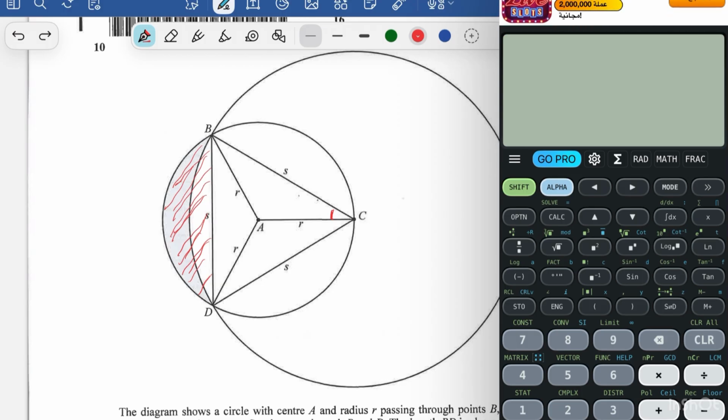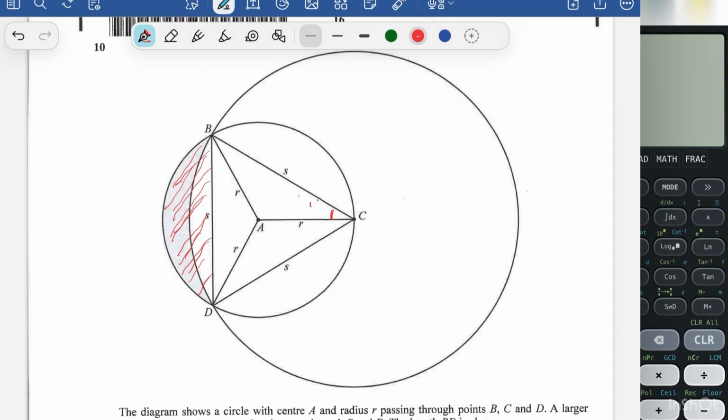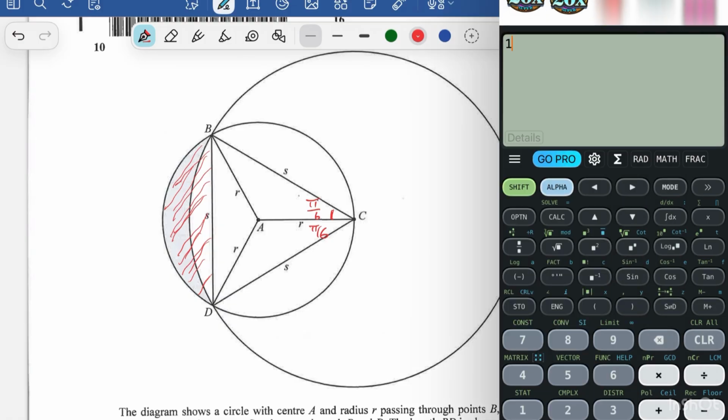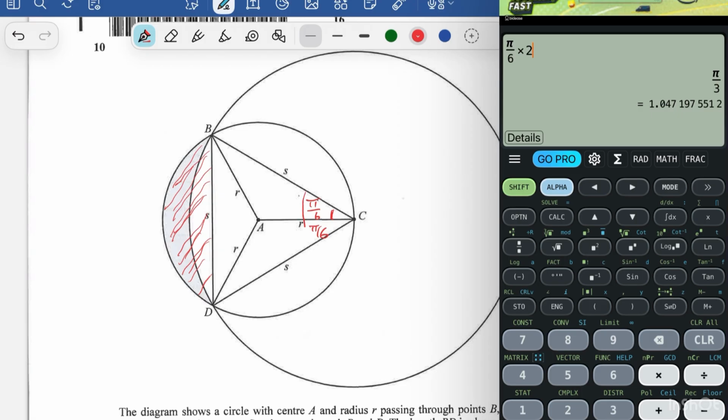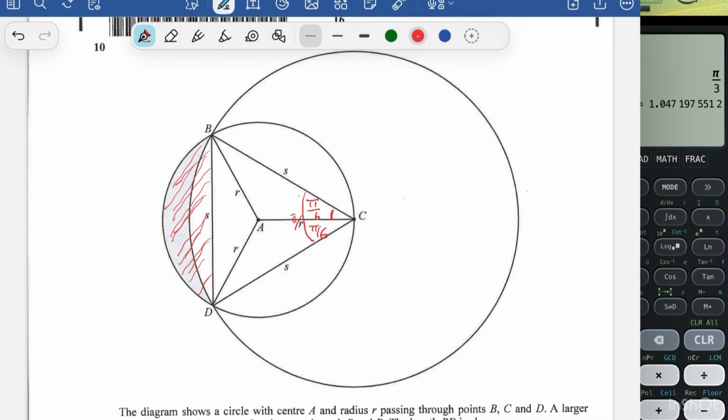180 divided by 6 gives pi by 6. So here's pi by 6. Here's pi by 6. Okay, makes sense. So there's pi by 6 because 180 divided by 3, pi by 6. Yeah. So pi by 6 times 2 will give me pi by 3. So this full angle is pi by 3. So here is pi by 3.